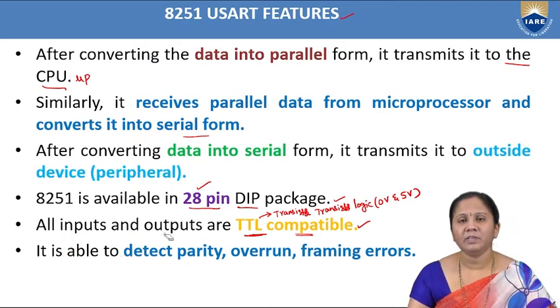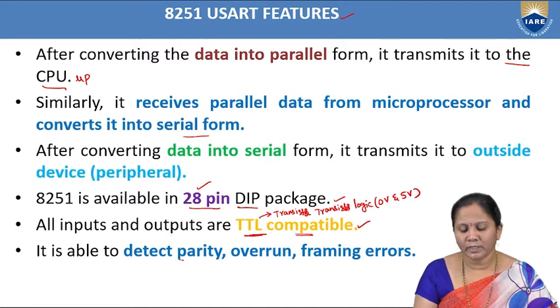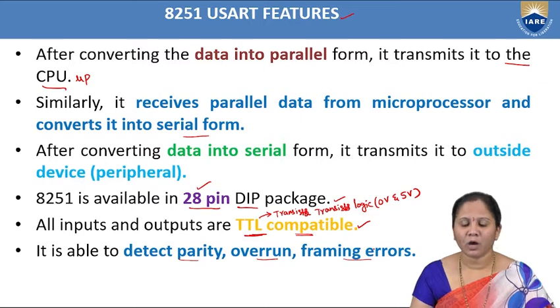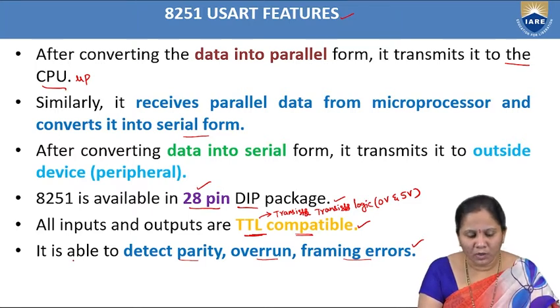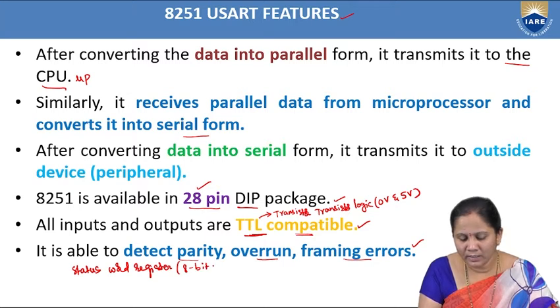Another feature is that it is able to detect parity, overrun and framing errors. How does this 8251 USART detect such errors? In 8251 USART, it has one register which is called the status word register. This status word register is an 8-bit register.